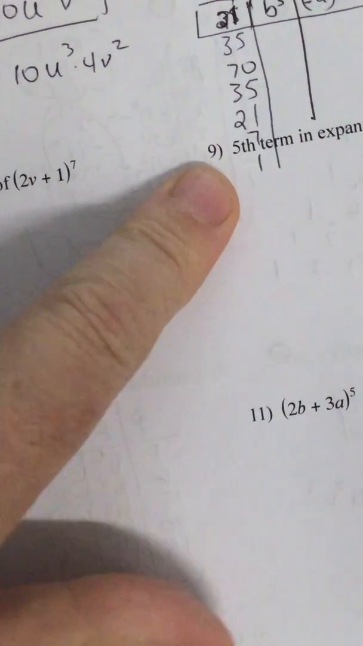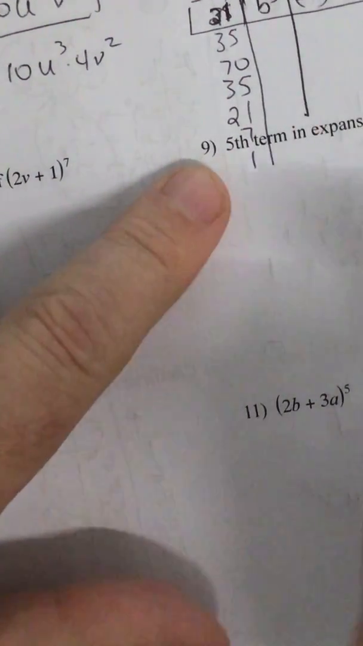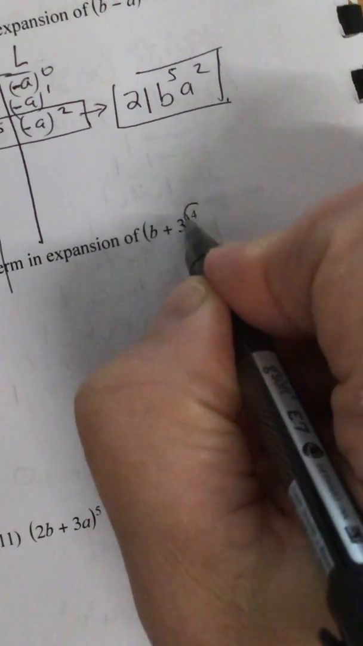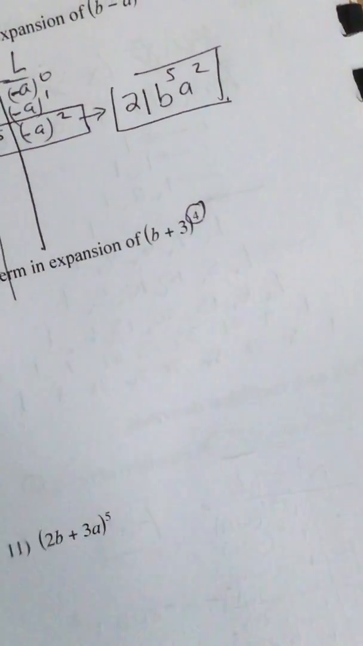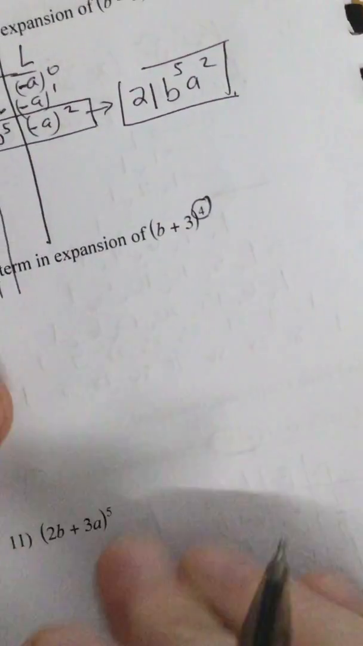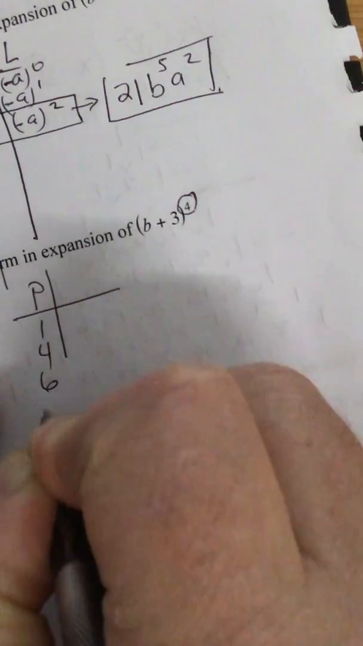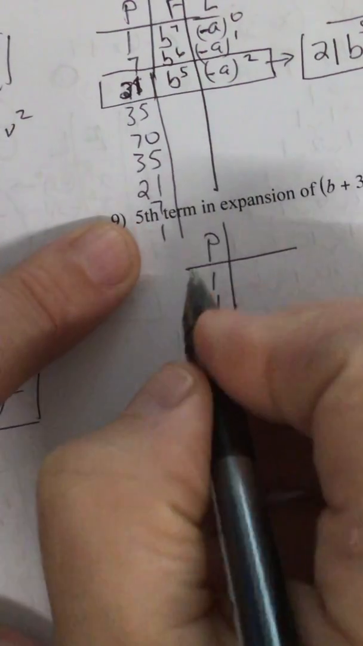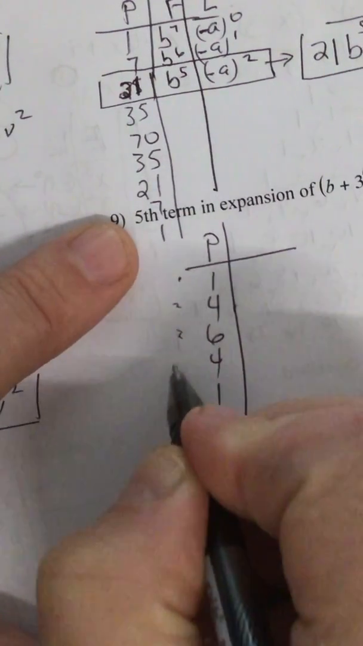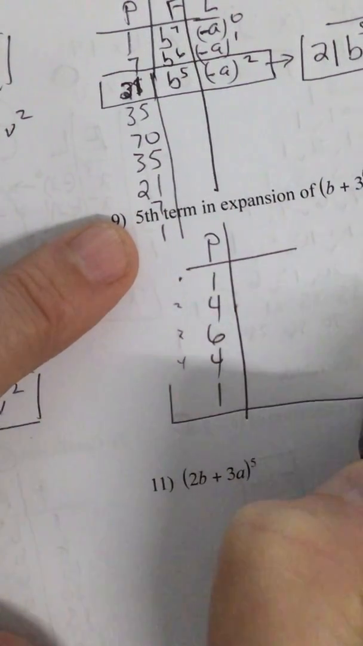And one more, 5th term of a power to the 4th. So we need the 4th level of Pascal. That one's 14641. 1, 4, 6, 4, 1. And they want the fifth term. First, second, third, fourth, fifth. So they want the very last one.